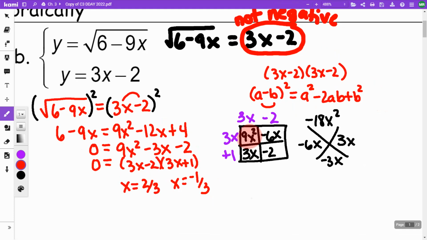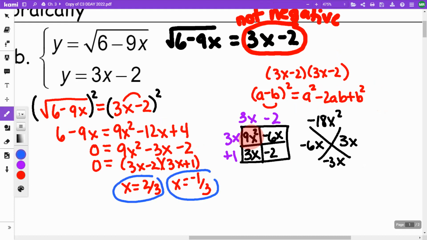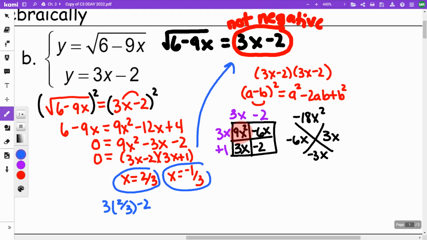And I am going to have to take these and put them both into this 3x minus 2 to make sure that I do not get a negative. So when I take 3 times 2/3 minus 2, and I do that math, I am going to get 2 minus 2, which is 0. So that's okay. So that means that this one is going to be one of my answers.